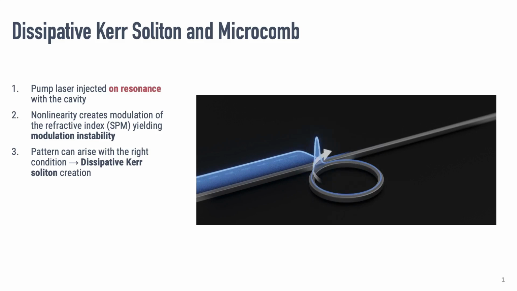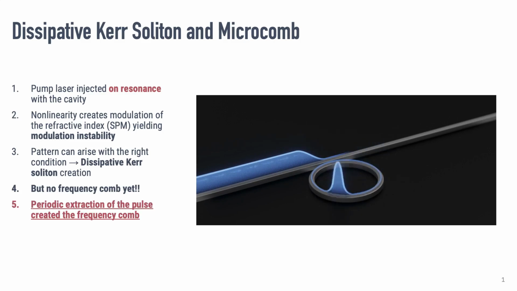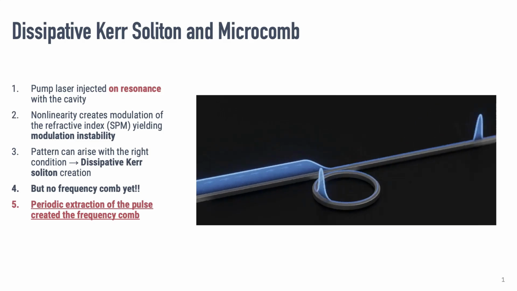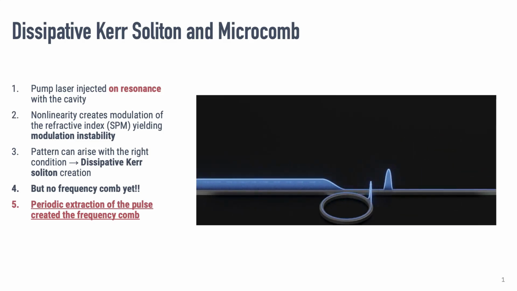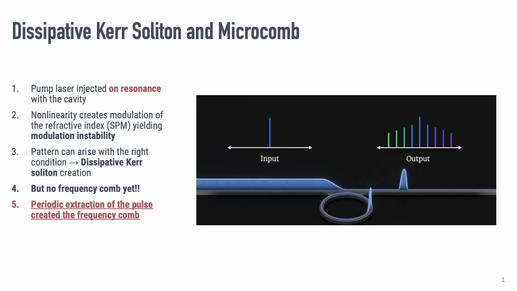That doesn't mean you have a frequency comb yet. Here you have a single soliton, but to get a frequency comb, you actually need to extract it periodically into the waveguide. You're going to get a pulse train, and that's what's going to get you the frequency comb. And it's important to notice that what you're measuring here is not exactly the state that you have in the resonator, it's what you extract at every round trip. Because of the Fourier transform, at the input you get a nice CW light, and because you have the pulse train, you Fourier transform that and you get a frequency comb.